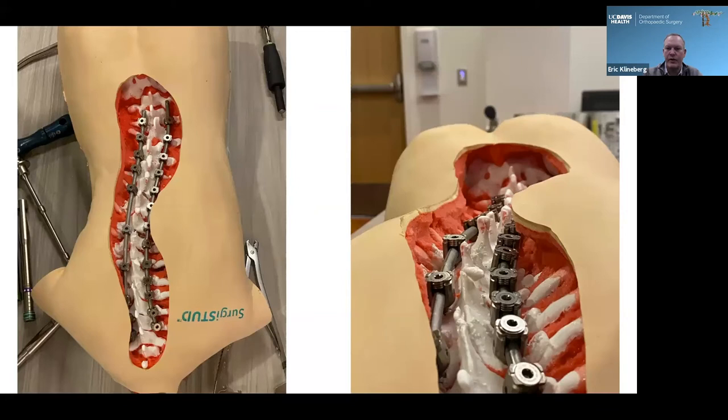And then here's our final derotation. You can see that right rib prominence is really down. Boy, those pictures look nice, Trevor.